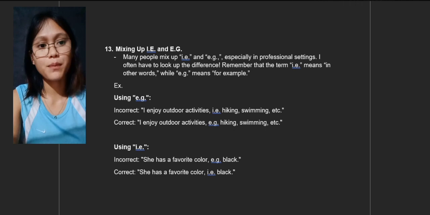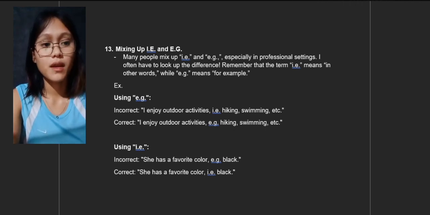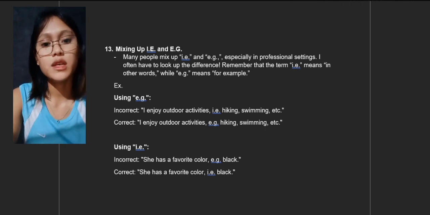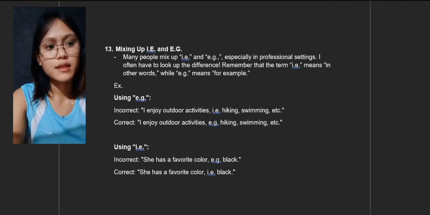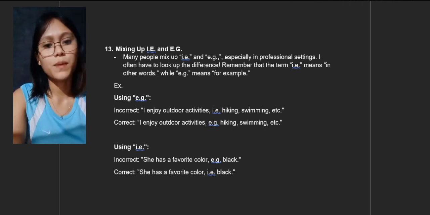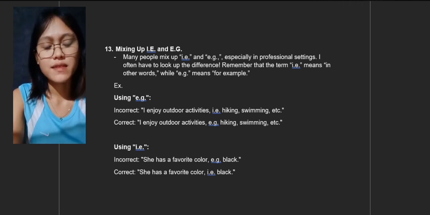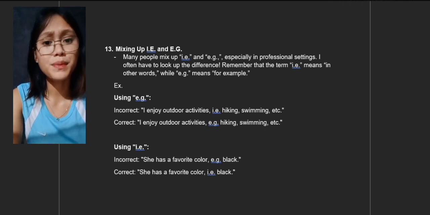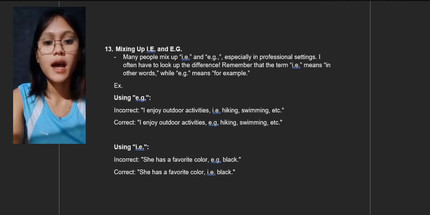So here's an example of incorrect use of i.e.: I enjoy outdoor activities, i.e., hiking, swimming, and etc. That's incorrect. We use e.g. instead of i.e. here. The correct one would be: I enjoy outdoor activities, e.g., hiking, swimming, and etc. Next is using e.g. incorrectly: She has a favorite color, e.g., black. The correct one here is using i.e.